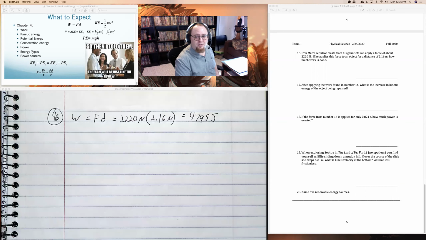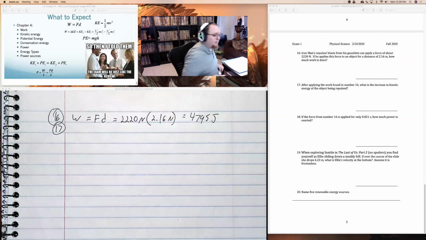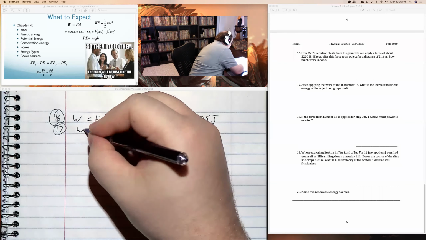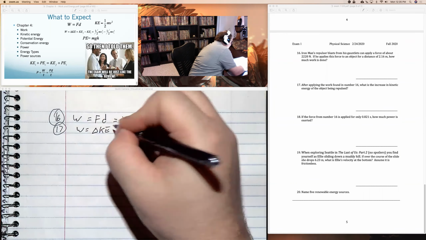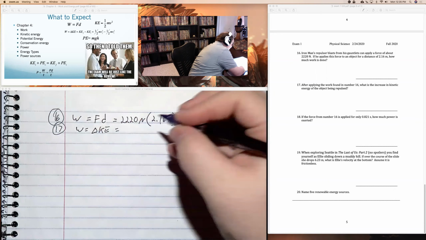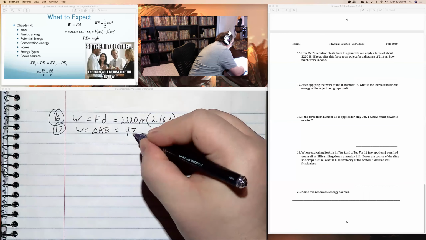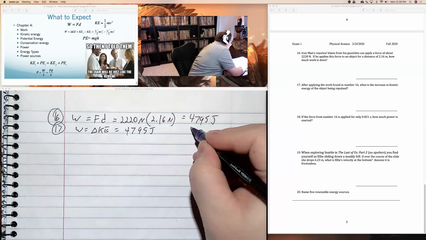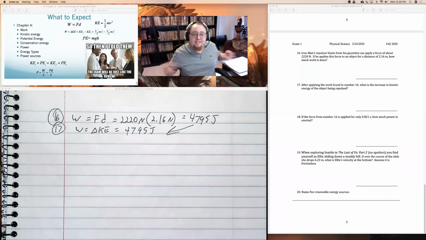Once again, 3 and 2 points respectively. Number 17 says, after applying the work found in number 16, what is the increase in kinetic energy? Well, you see, work is change in kinetic energy. And so the change in kinetic energy is 4,795 joules. It's just the same as the answer above, because that's what work is. Work is the change in kinetic energy.